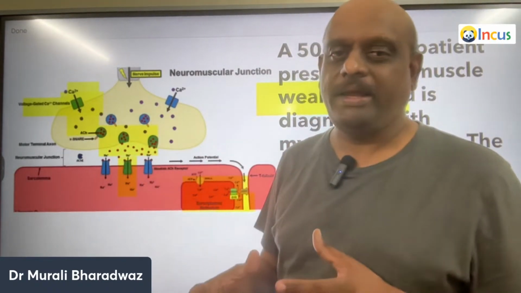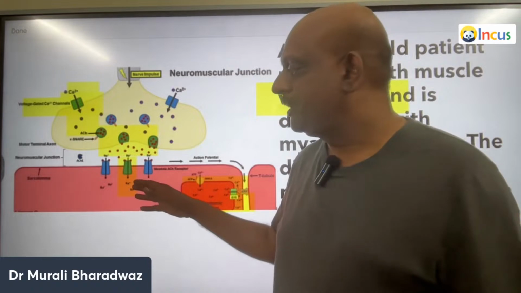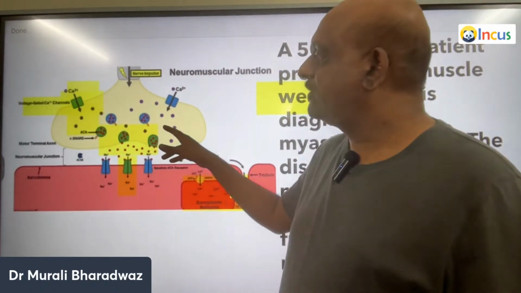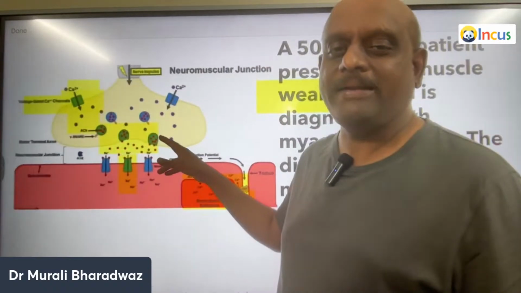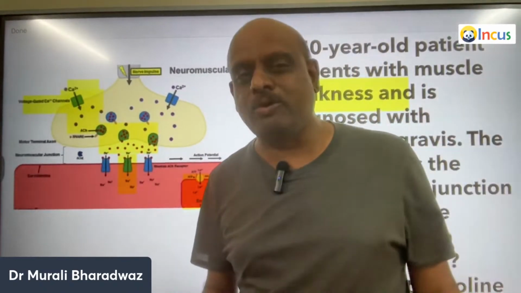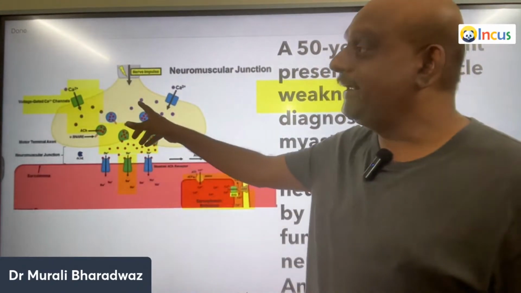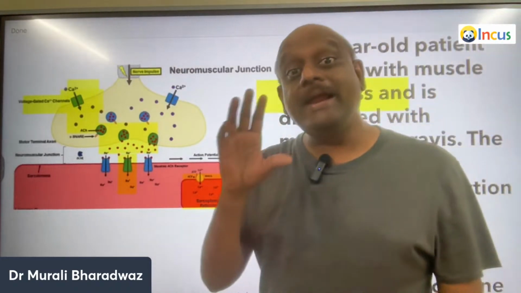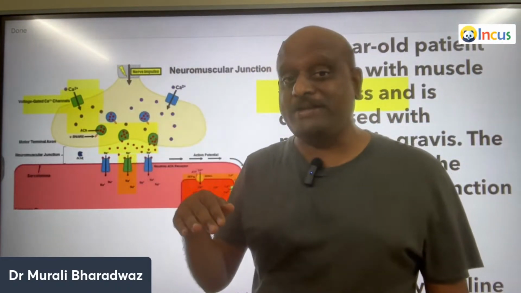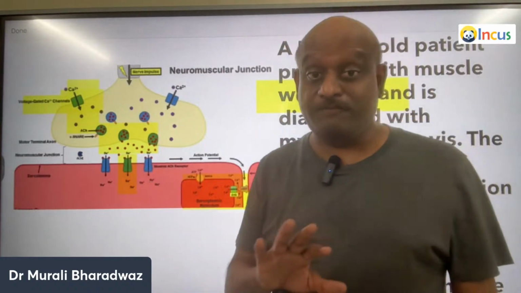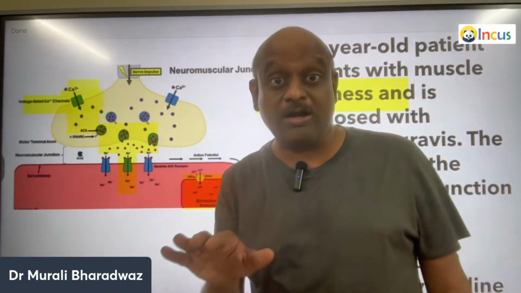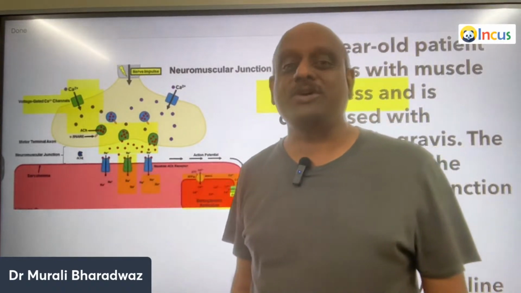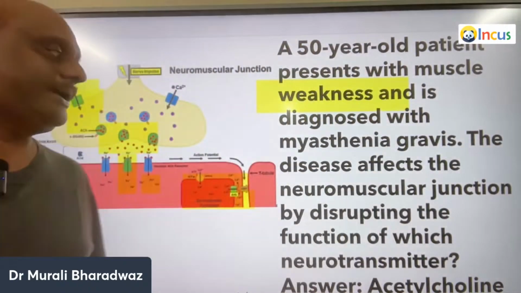If you look at myasthenia gravis, it does not involve the presynaptic membrane. That's the reason it is not part of lower motor neuron. Only the Eaton-Lambert is a part of lower motor neuron. That's the reason in Eaton-Lambert syndrome there is areflexia, but in myasthenia gravis reflexes are normal, because it is involving the postsynaptic membrane is what you have to basically remember.